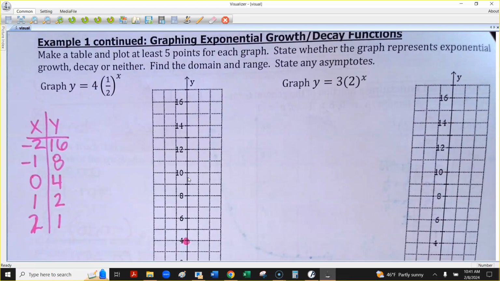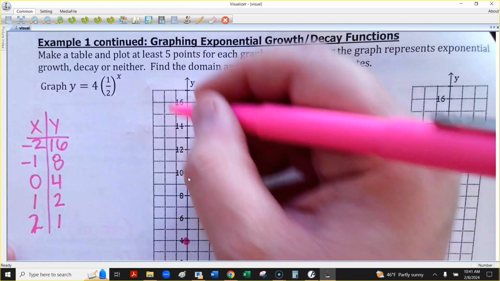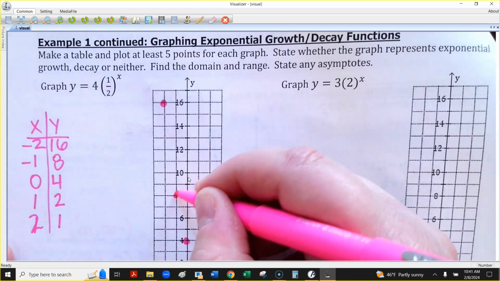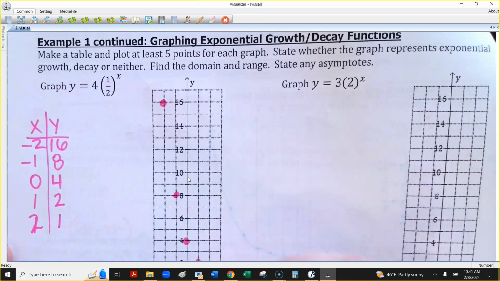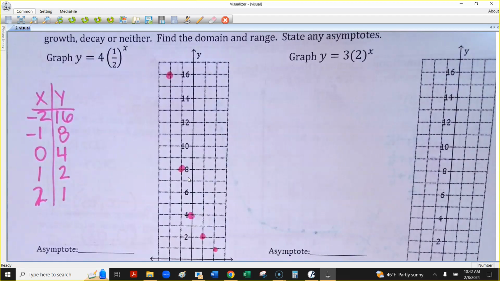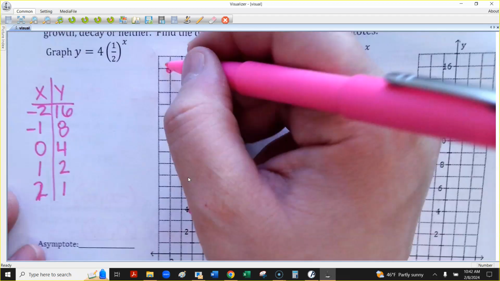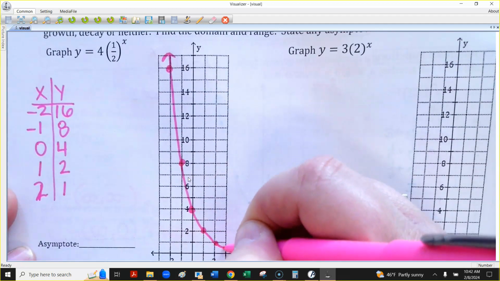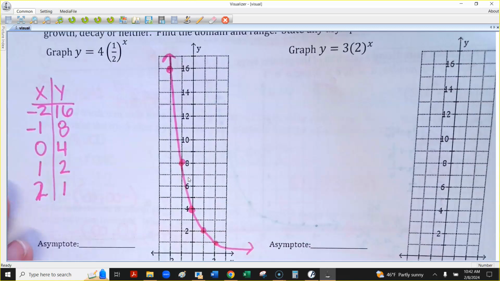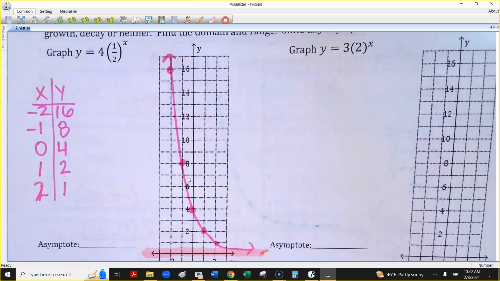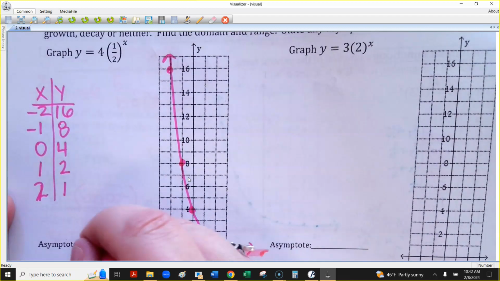These are not the greatest graphs I've ever created, so just kind of estimate. It's just going to ask you to graph at least 5 points. And it should make that general shape that we had on the front. It's going to get really close to the x-axis, but it's not going to touch it, and it's not going to go over it. So just make sure you don't draw it over the x-axis. The asymptote should just be the x-axis, so I'm going to write y equals 0.